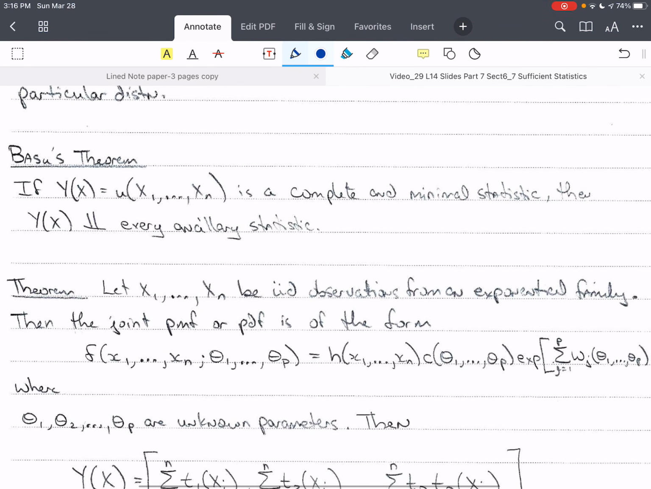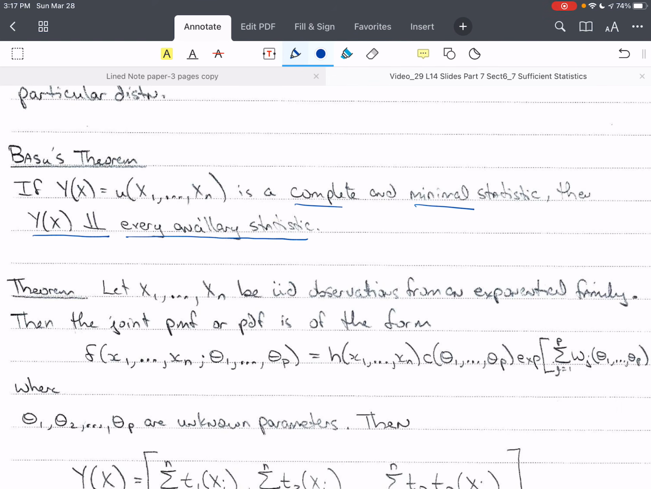Now we'll talk about Basu's theorem. It says if y of x equals u of x1 up to xn is a complete and minimal statistic, then y is independent of every ancillary statistic. This is good to know. If you can prove that y is a complete and minimal statistic, then you know that it's independent of every ancillary statistic. I hope you can see that by adding these other theorems and definitions, we're making this much more complex than what we've covered so far.